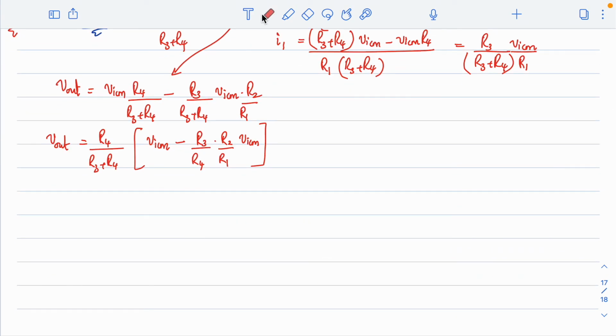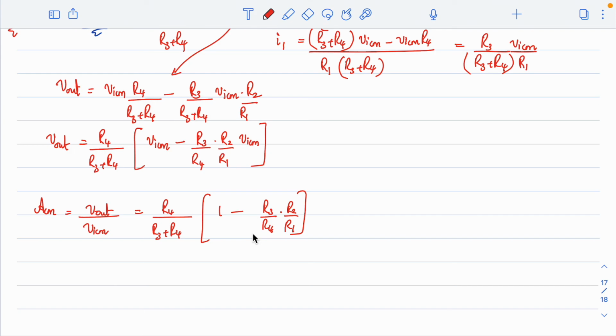So if I write this further, I can write this as ACM. What is ACM? Common mode gain, which is equal to Vout divided by VICM, which is equal to R4 by R3 plus R4 into 1 minus R3 by R4 into R2 by R1, right? This is the common mode gain, right?